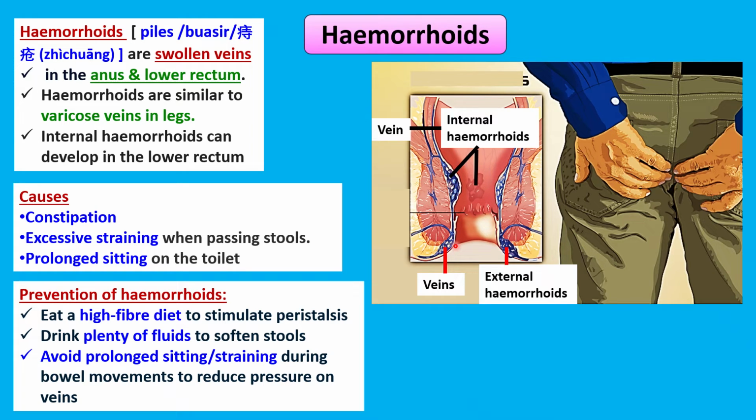Here you can see the blue structures. These are the veins. Now, if a person always has constipation and strains himself, then these veins can become swollen, and then they can bulge out like that. If the hemorrhoids, which are swollen veins, happen in the rectum, then it causes internal hemorrhoids. And if it bulges out at the bottom of the anus, there are external hemorrhoids.